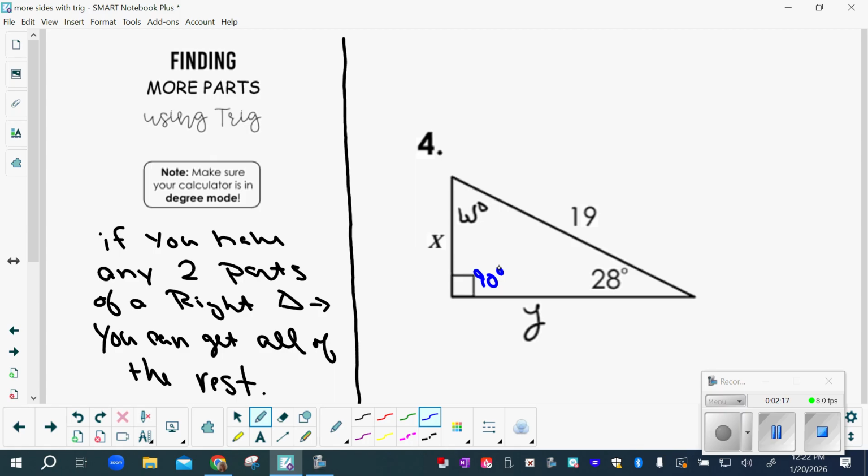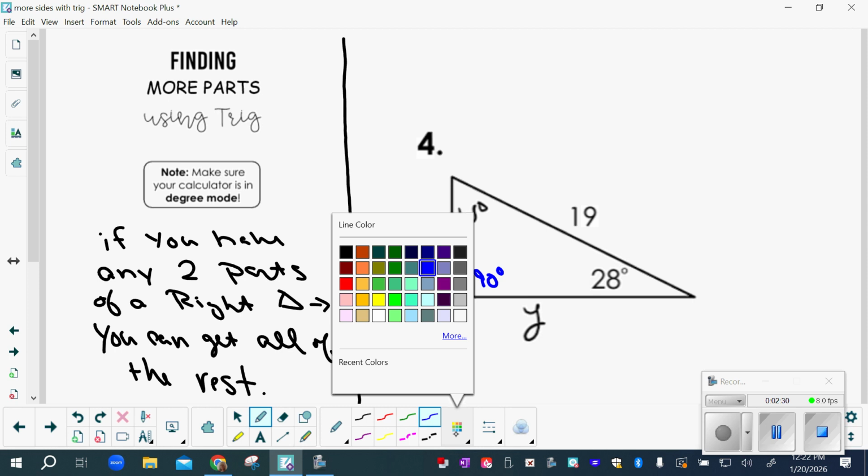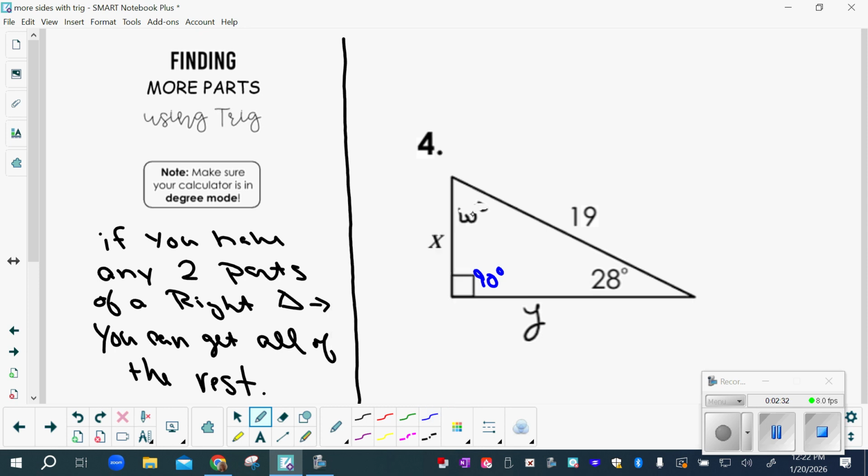So here's what you're going to do. You're going to take 180, you're going to subtract 90, and you're going to subtract 28, and you're going to get 62. So I'm going to get rid of this one right here. I am going to put this angle as 62 degrees. So here's what I need you to know.